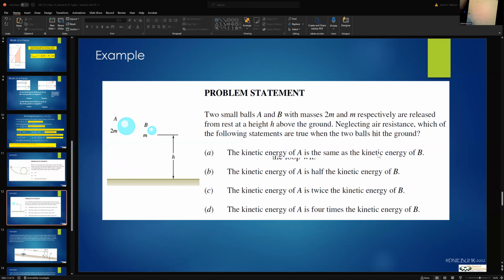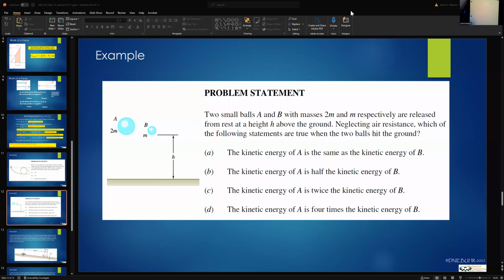All right. Then we have another question. We have two small balls, A and B, with masses of 2m and m, and we drop them. So how is that going to relate with kinetic energy? Well, in both cases, we know that kinetic energy is 1/2 mv squared. So if we look at the equation, both are going to have the 1/2, both are going to have the same velocity when they hit. So the v squared is going to be the same. So the only difference is one's 2m and one's m.